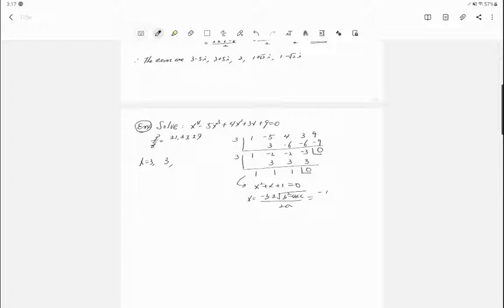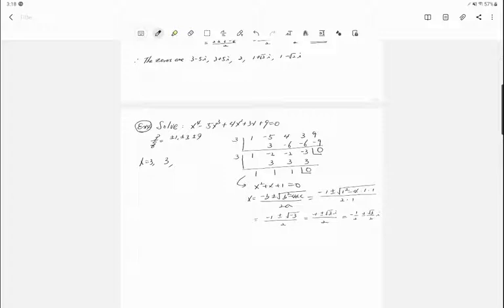So negative 1 plus or minus square root of 1 squared minus 4 times 1 times 1, over 2 times 1. Then negative 1 plus or minus square root of 1 minus 4, which is negative 3, over 2. So we can rewrite it as negative 1 plus or minus square root of 3i over 2. So negative 1 over 2 plus or minus square root of 3 over 2 i. All right, so we found the other 2 solutions. So the solutions are 3, 3. So there are 2 3's, right?